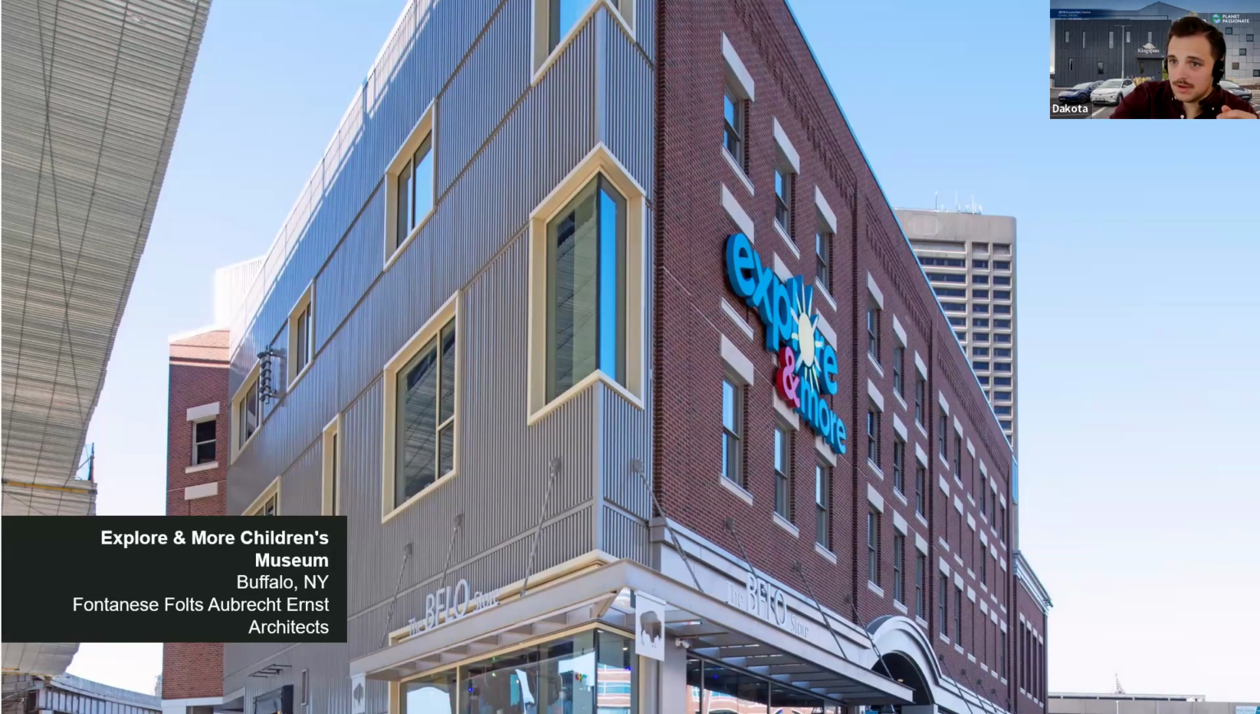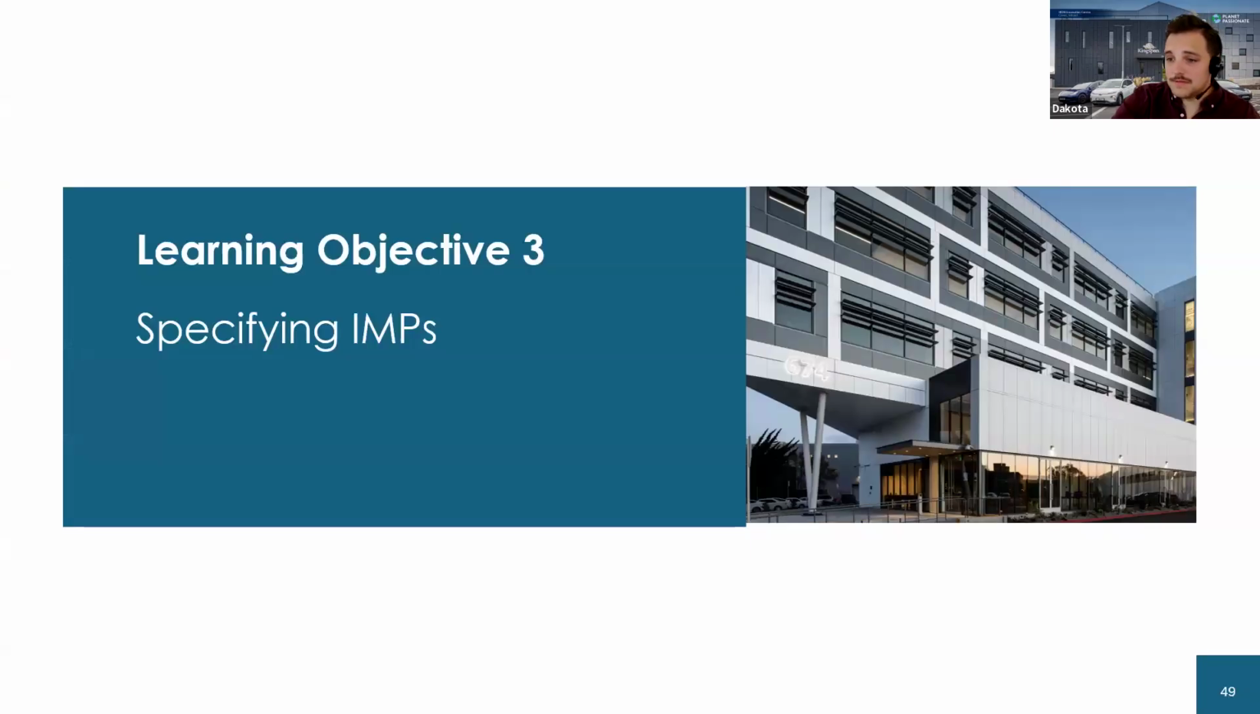Learning objective number three, specifying IMPs. This is some of the nitty-gritty stuff that we need to keep our eye on if we want to make sure that we're specifying this correctly and that it's going to come out as intended.